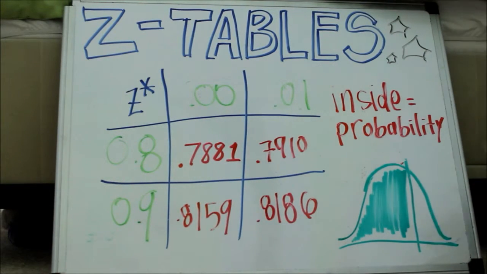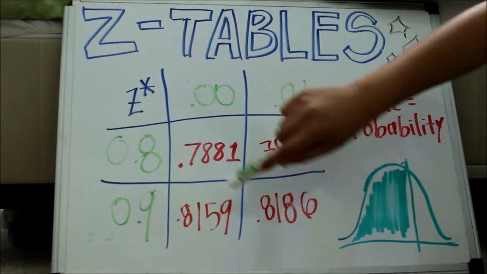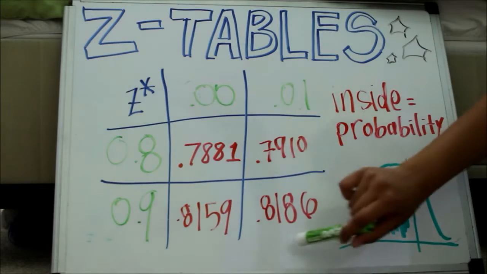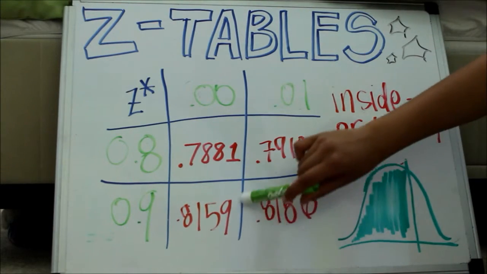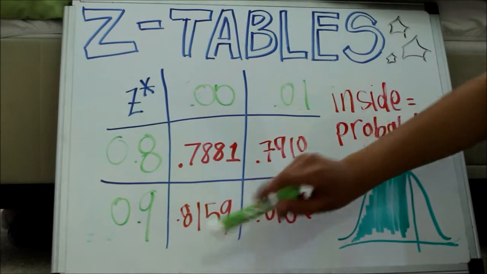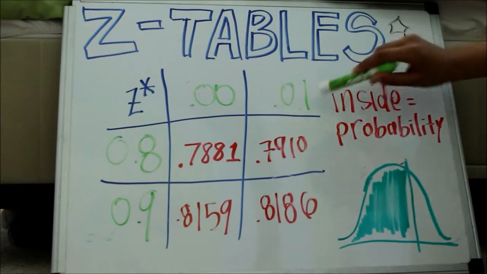You can also use the z-table if you're given the probability or the area, and if you want to find the z-score corresponding to that, you can just take the area from the inside and take that number and correspond it to the outside number. So if you had a probability or an area of 0.8186, it corresponds to 0.91.